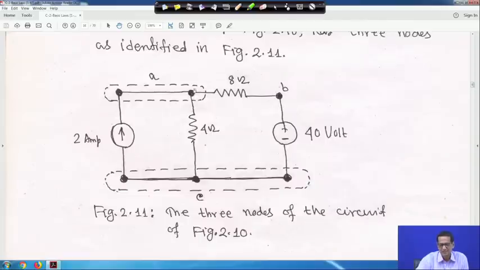So, this is a branch, and from this it is clubbed together. So, from this A to B is another branch because it is a single point, and similarly here to here it is another branch because it is A to C, because all these are common points. So, A to C, and similarly A to C another 2 ampere current source is there.